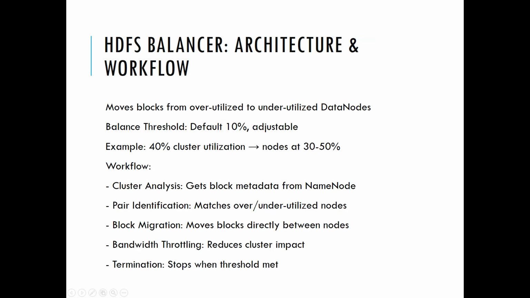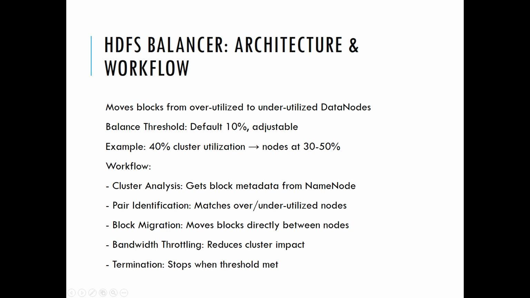The HDFS Balancer operates by moving blocks from overutilized data nodes to those that are underutilized. It uses a configurable balance threshold, typically set to 10% by default. This means a node is considered imbalanced if it's 10% above or below the average utilization. For example, if the average cluster utilization is 40%, the threshold range would span from 30 to 50%.